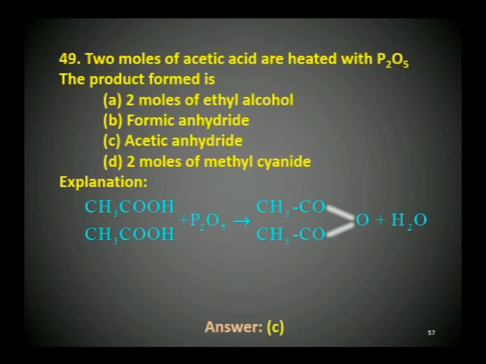So this is acetic anhydride after the removal of water molecule. So the water molecule will be removed like this. As the water molecule is removed, we can see that acetic anhydride is produced. So this acetic anhydride is the answer. So C is the correct answer.